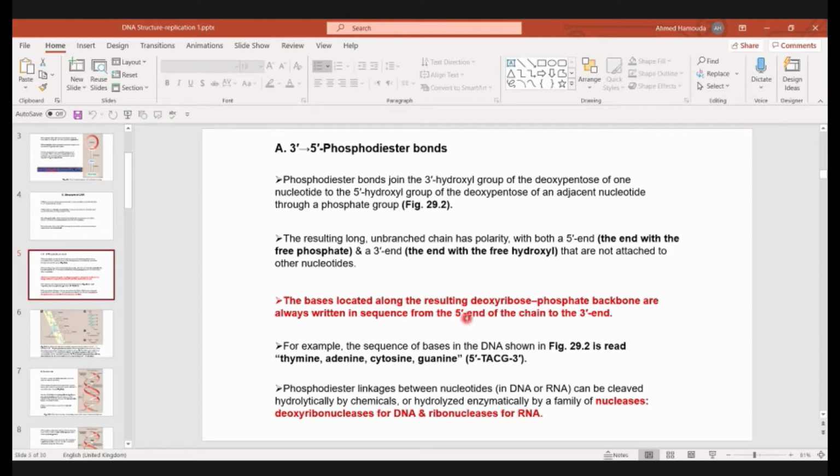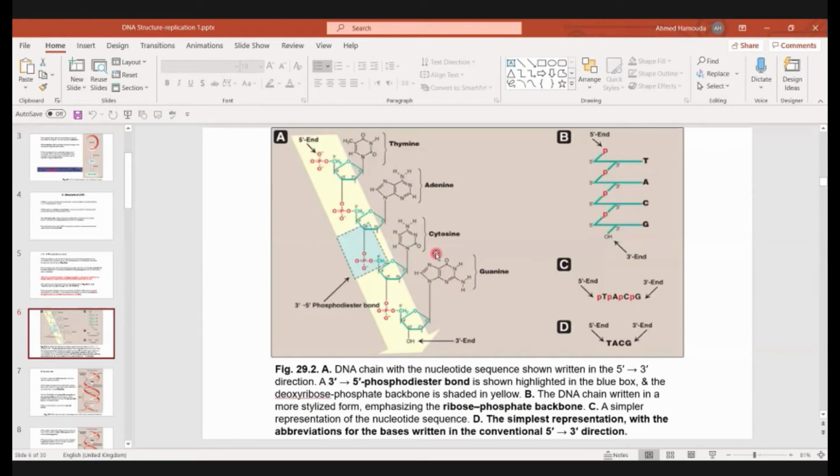Now, there is one term that is important to know, what we call a backbone. So the bases located along the resulting deoxyribose phosphate backbone are always written in sequence from the 5' end to the 3' end. So if you hear backbone, it means the phosphate plus the sugar. You see in yellow here. This yellow box is the backbone. The backbone is phosphate and sugar. And as you see here, these are the bases. This is only one strand. And we said there is a double helix. So there is another strand here.